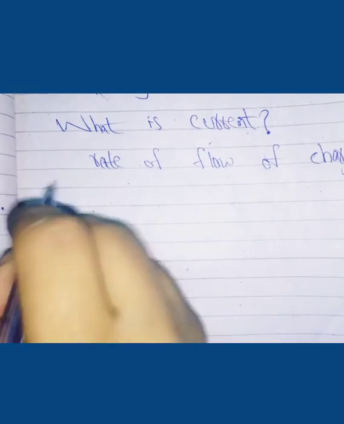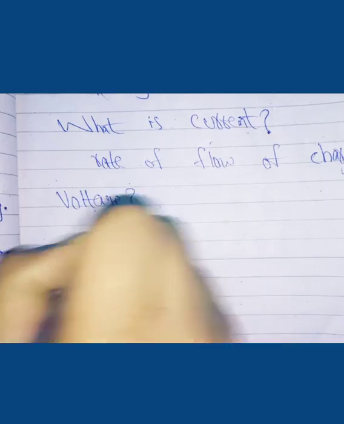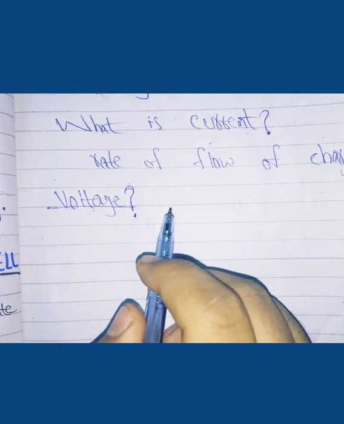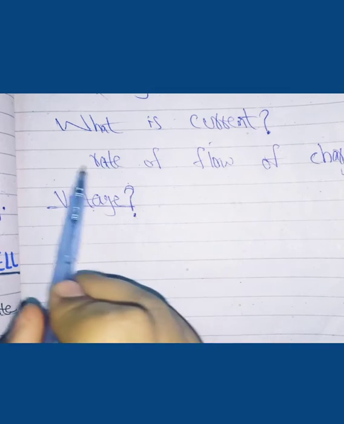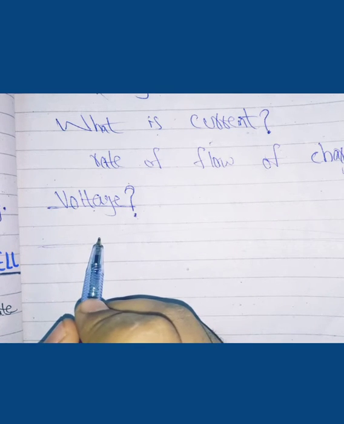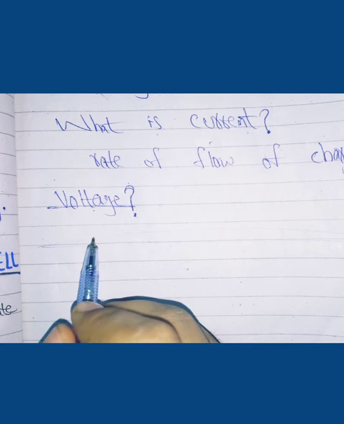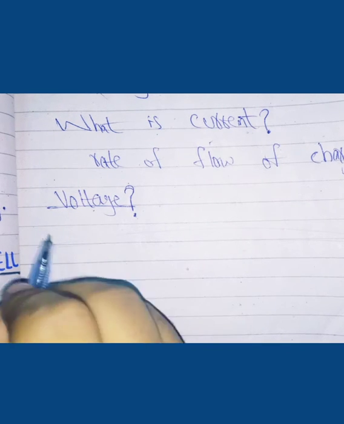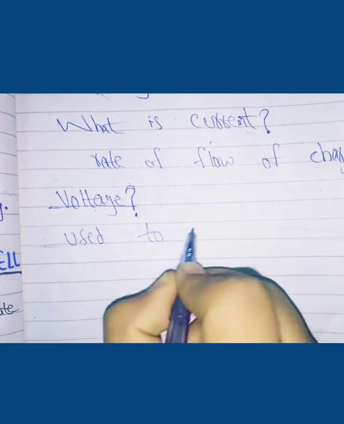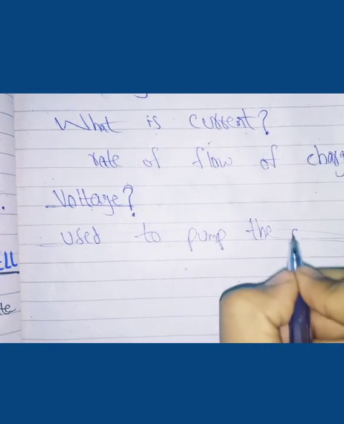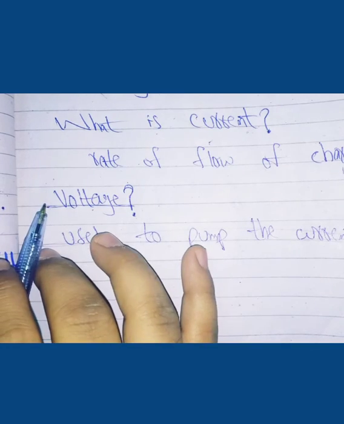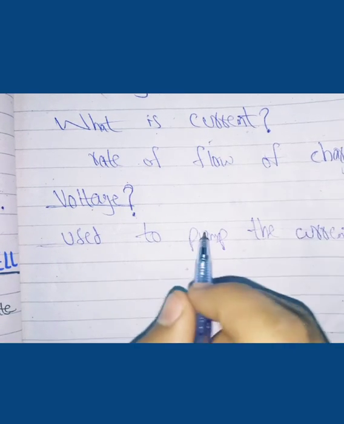The most important topic is voltage. What is voltage? I want you guys to tell me in one liner, as I define it for current and electricity, in only one line, what is voltage? Anyone can define it? I don't think many of you can define it, but I can. Voltage is nothing but used to pump the current. Voltage is only used to pump the current. That's all.